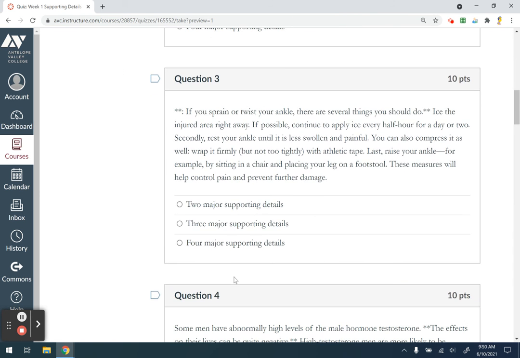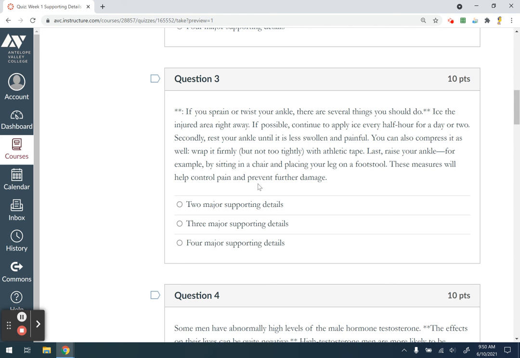I'm sorry. If you sprain or twist your ankle, there are several things you should do. Ice the injured area right away. If possible, continue to apply ice every half hour for a day or 2. Secondly, rest your ankle until it is less swollen and painful. You can also compress it as well. Wrap it firmly, but not too tightly, with athletic tape. Last, raise your ankle, for example, by sitting in a chair and placing your leg on a footstool. These measures will help control pain and further prevent damage.